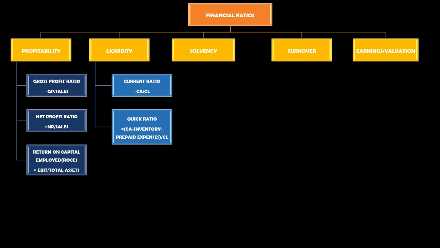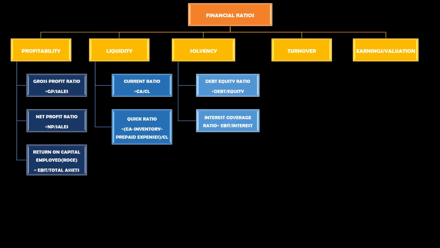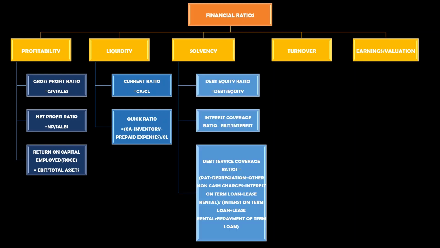Solvency ratios help in assessing the risk arising from the use of debt capital. The important solvency ratios are debt equity ratio, interest coverage ratio, and debt service coverage ratio. The debt equity ratio shows the relative contributions of creditors and owners. It is defined as debt upon equity. The numerator of this ratio consists of loan funds, and the denominator represents shareholders' funds. The lower the debt equity ratio, the higher the degree of protection employed by the creditors.